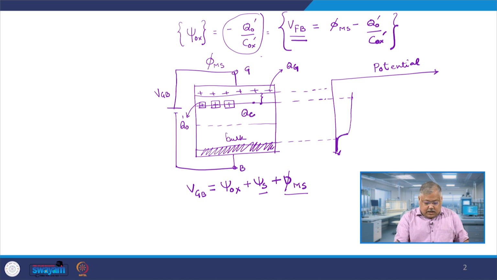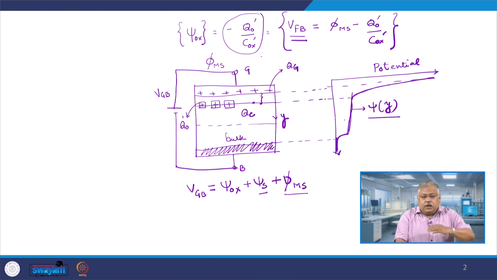After this, if you follow this curve here, it will be almost like this. So across the oxide layer there will be some potential drop, which will be equal to the oxide layer drop. This is the potential V with respect to y. If this direction is y, then psi of y is the variation of potential as you move from the bulk toward the semiconductor.